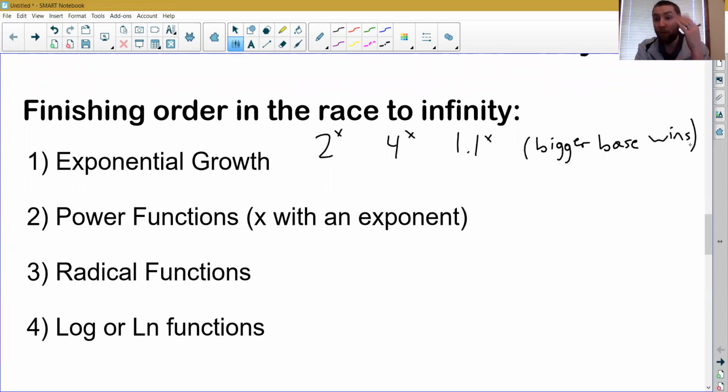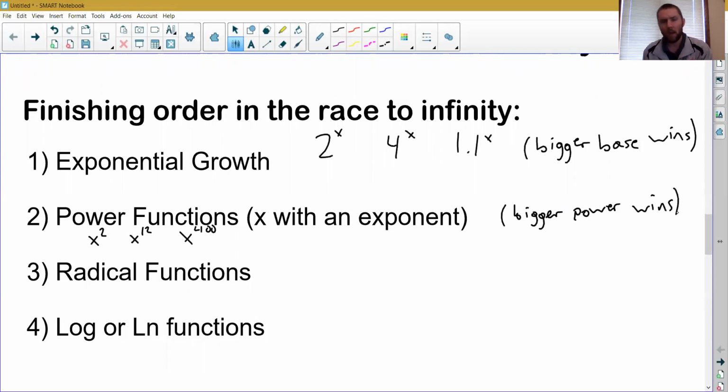So 4 to the x is going to beat out 2 to the x. 4 is bigger than 2, so 4 to the x wins over 2 to the x. 50 to the x would win over anything lower than 50 to the x, okay? So a bigger base wins there. Second place after the exponential growth functions is x with an exponent, called a power function. So for example, these are like x squared or x to the 12th or x to the 400th, whatever. And in this case, a bigger power is going to win.